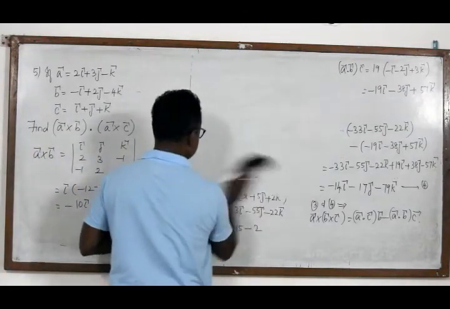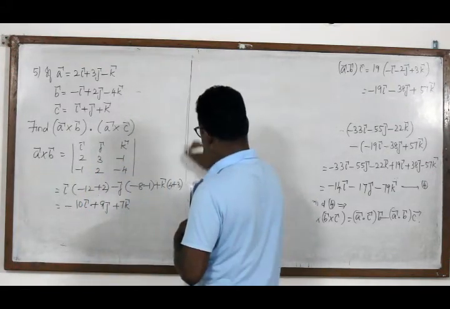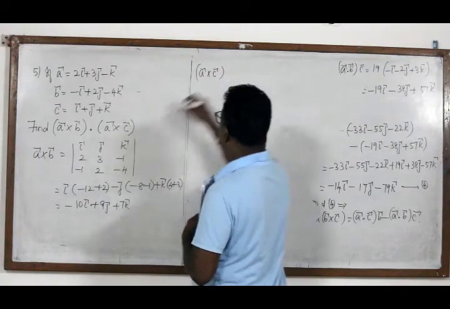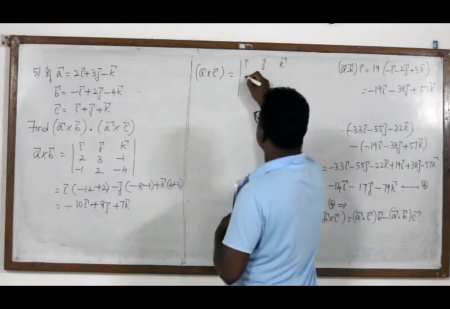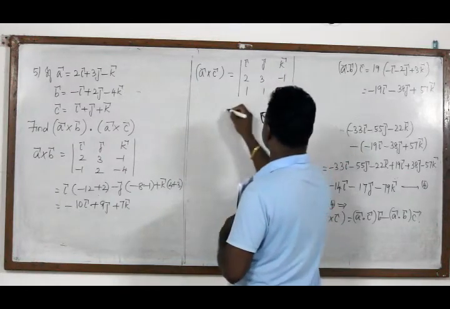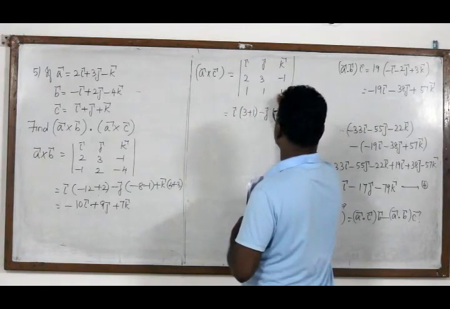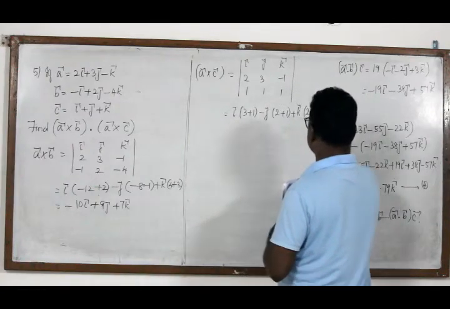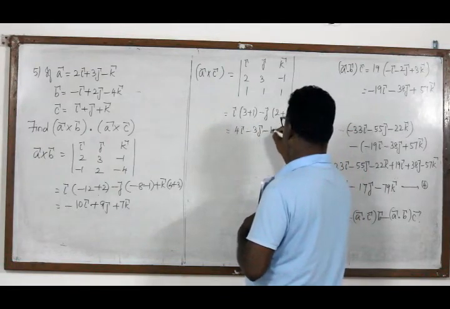Now we shall find A cross C. A cross C they need. Again determinant i j k. A value is 2, 3, minus 1. C is 1, 1, 1. So it is i into 3 plus 1, minus j into 2 plus 1, plus k into 2 minus 3. It is 4i minus 3j minus k.